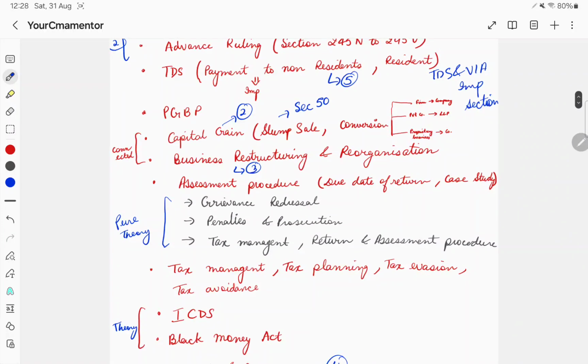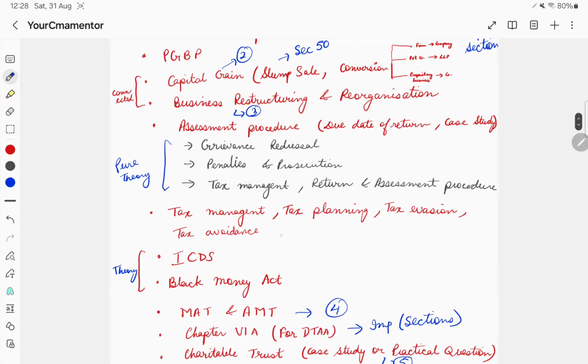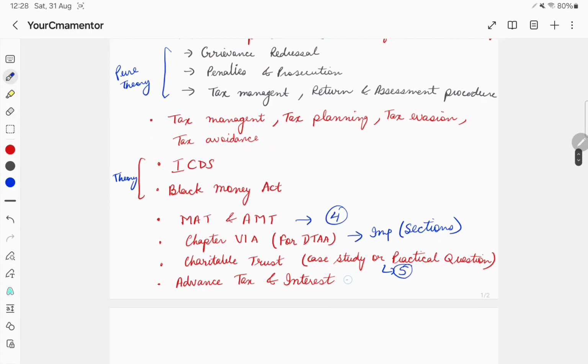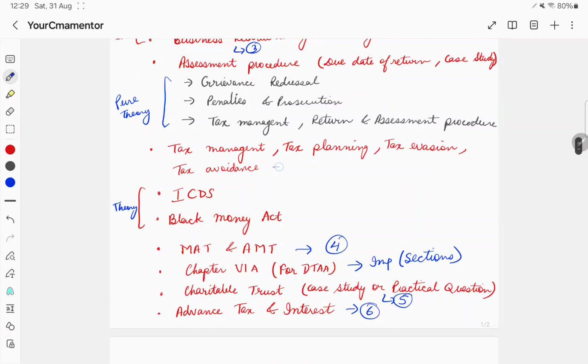I would not suggest you go next with PGBP. I suggest you complete the small chapters like advanced tax and interest, which may come in your exams. Sometimes the institute gives an independent question on this chapter, regarding advanced tax and interest. An independent question is there from this chapter as well in CMA. Then I would suggest you go with tax management. There is an independent case study type question from this chapter as well. Nowadays, having seen the question pattern, this is an important chapter from the exam point of view.